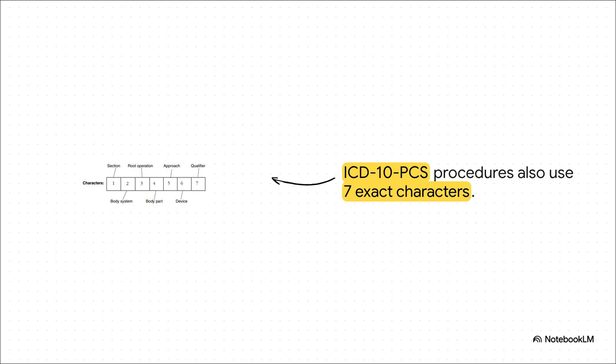You need the section, the body system, the root operation, like are you excising or extracting, the exact body part, the approach, was it open or percutaneous, the device used, and finally a qualifier. Missing just one incredibly precise surgical detail, like whether an approach was laparoscopic versus open, will totally invalidate the code and potentially disrupt the entire DRG grouping.